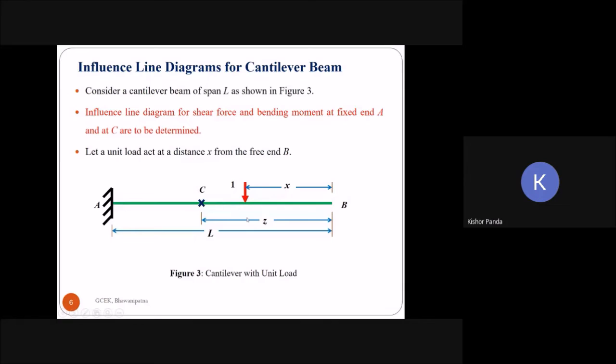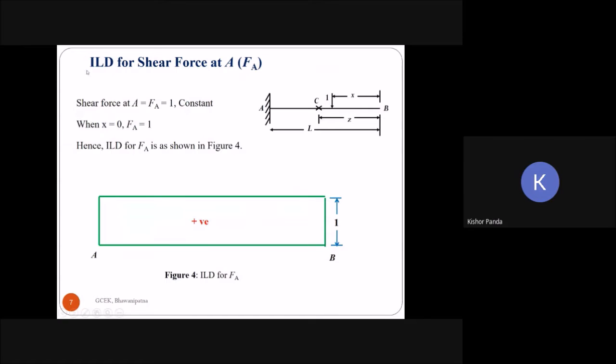This is the point C at a distance Z from the free end B. And this is the length of the beam L. And here you have to take a unit load at a distance X from the free end B. First we will draw the influence line diagram for shear force at A. So this is the beam, and here the unit load is present at a distance X from the free end B.